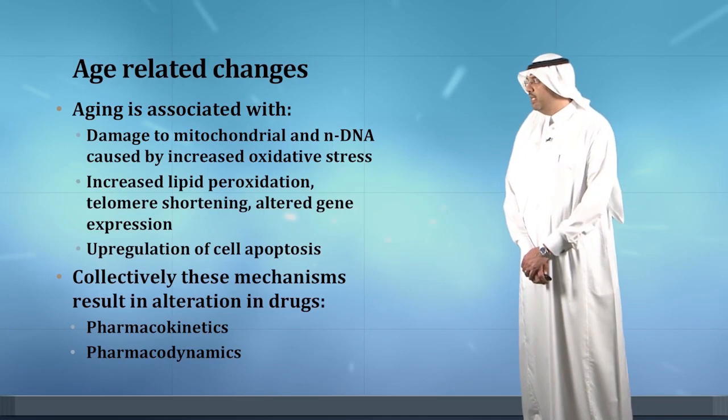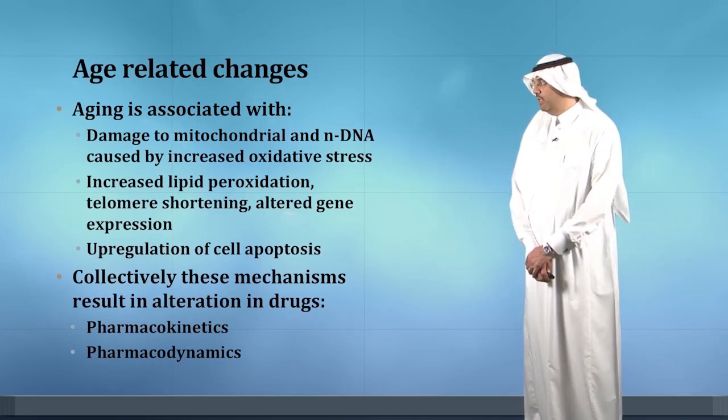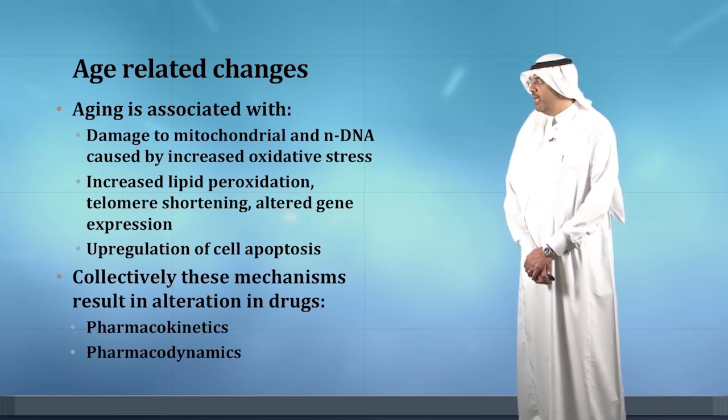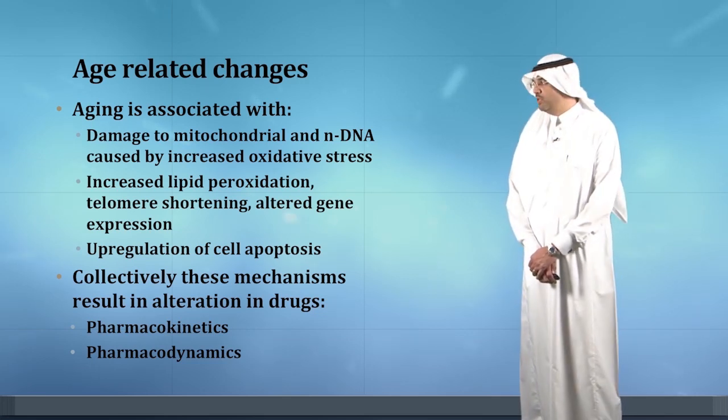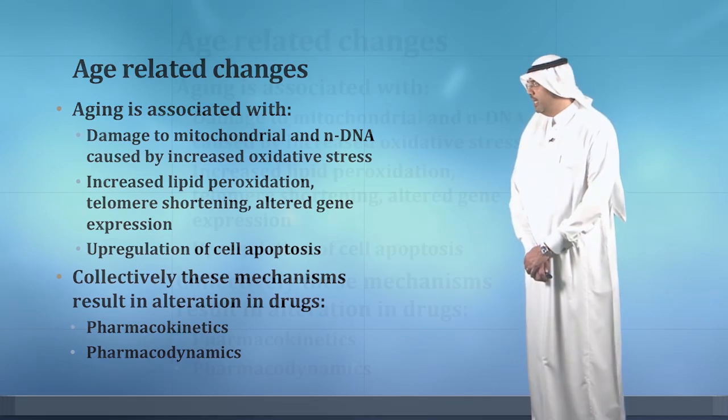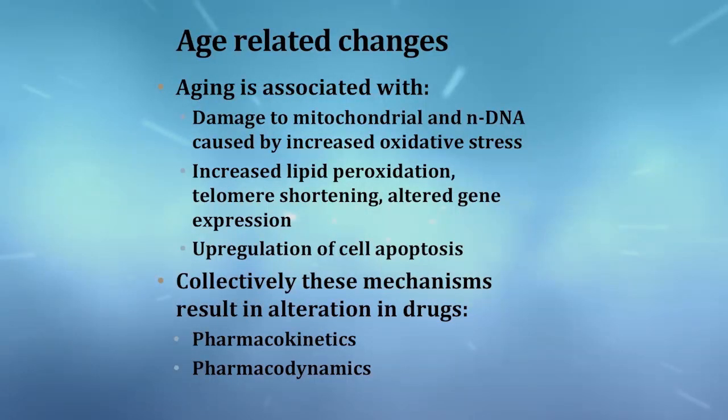What are the age-related changes that we're going to see in elderly patients? We all know that aging is associated with damage to the mitochondrial and nuclear DNA caused by increased oxidative stress. This also is associated with increased lipid peroxidation, telomerase shortening, altered gene expression, and also with upregulation of cell apoptosis. Collectively, these mechanisms result in alteration in drugs' pharmacokinetics and pharmacodynamics.